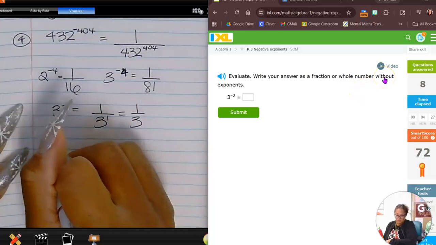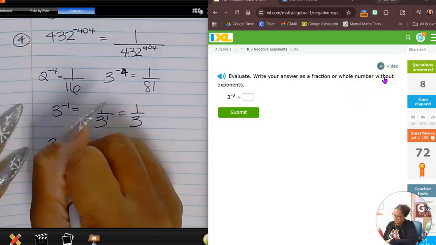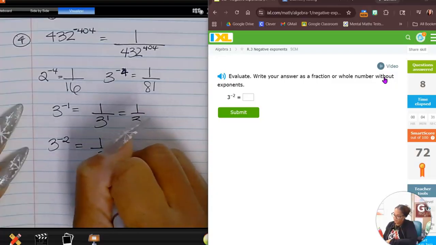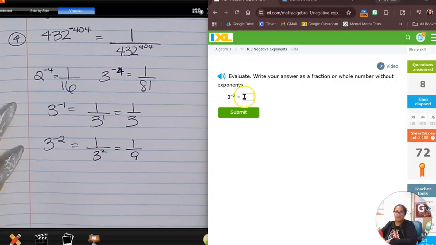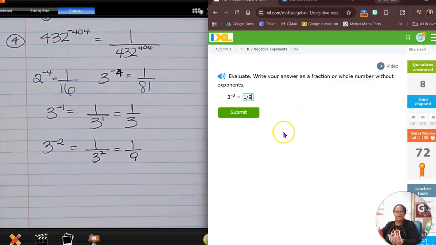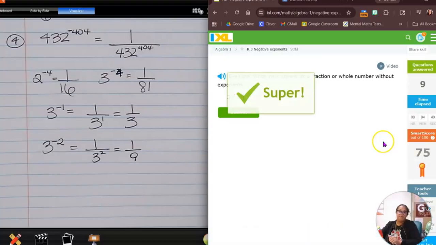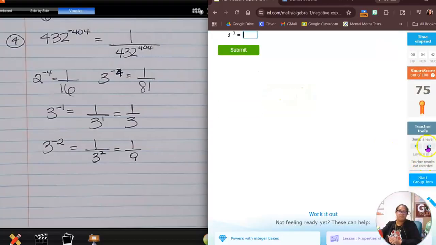All right, now this is 3 to the negative second power, which equals 1 over 3 squared, and 3 squared is 9. So this is 1/9. Let's jump to a higher level.